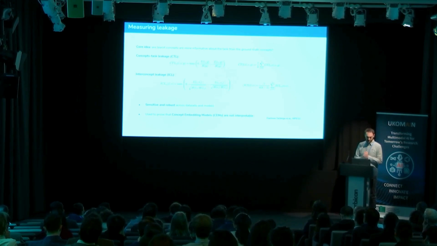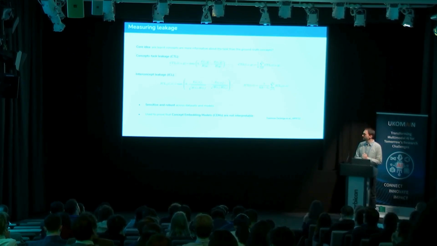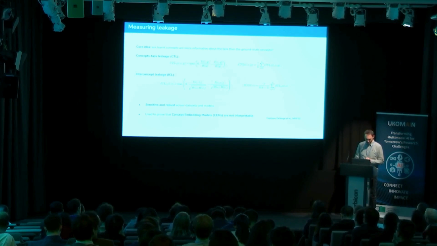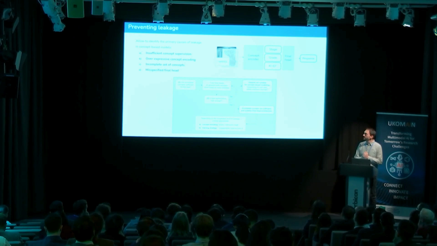And this allowed us to prove, for instance, that concept embedding models, which are often perceived as state-of-the-art concept bottleneck models, are actually not interpretable, and they display a high level of leakage in general. But these scores and this framework are so sensitive that they actually allowed us to gain a new understanding of leakage and interpretability in concept-based models, and allowed us to identify the primary causes of leakage themselves.